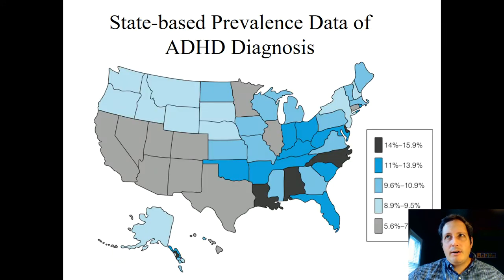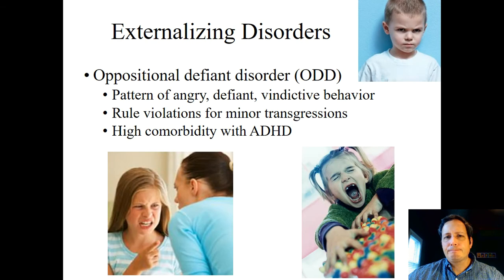You can see here state-based prevalence data of ADHD diagnoses, and you can see especially in the southeast of the U.S., fairly high rates. And there in Kentucky, you can see the rates range from about 11 to 14% of the population. So it's pretty high. In other words, you're going to see at least one or two children with ADHD in a typical classroom in the school systems.